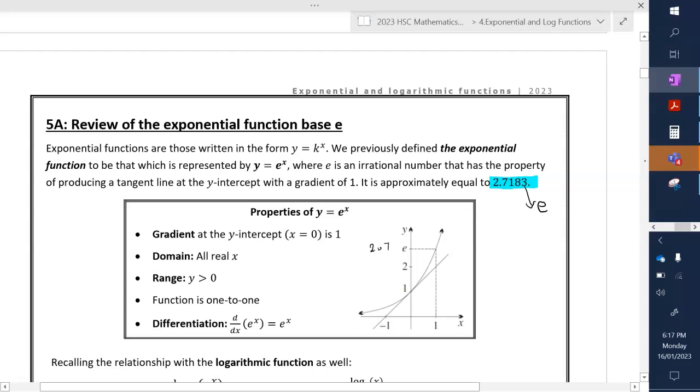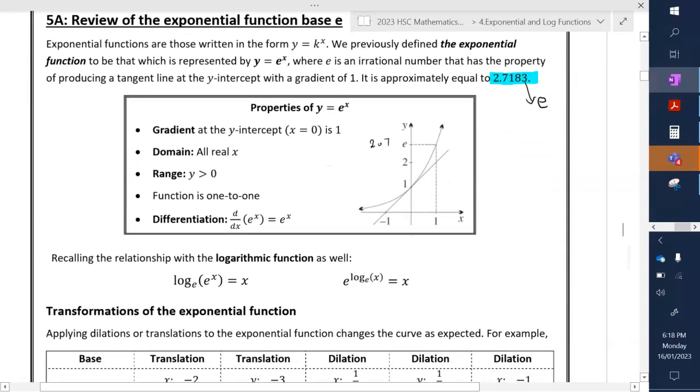In this case, looking at the domain, we'd have a domain of all x values, but our range would be only values of y greater than 0, because the x-axis is an asymptote. The function is one-to-one, and remembering when we differentiated e to the x, we still got e to the x, but we'll have a look at that in the next couple of exercises as well.